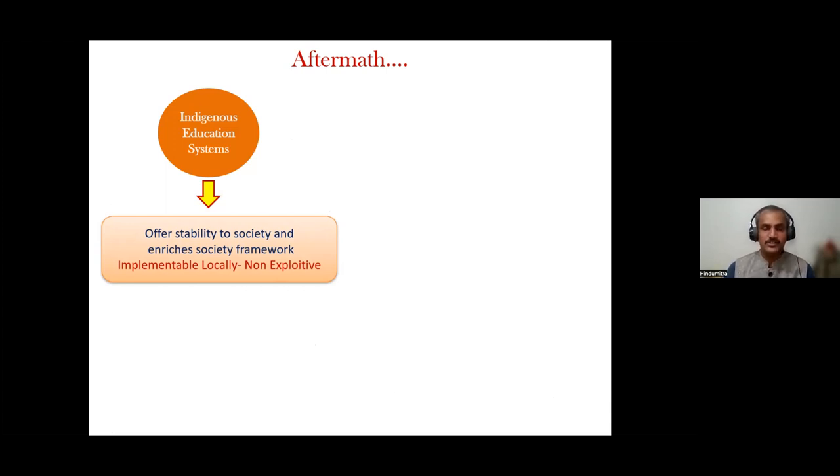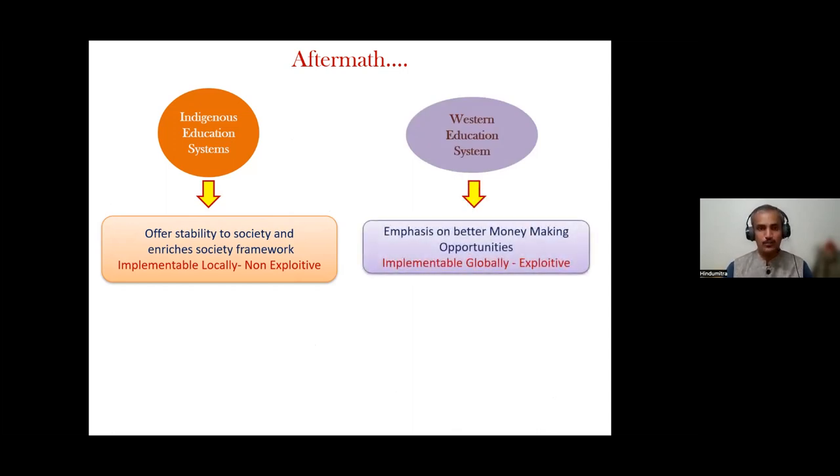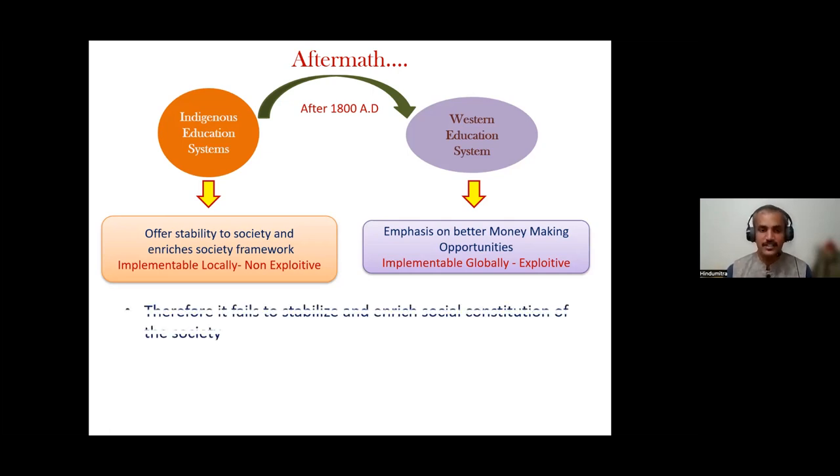The indigenous education systems across the world are very local and non-exploitative, and the native education system always concerns itself with its own growth. It wants to support everyone in that particular culture. But the Western education system believes in opportunity, giving skills, and making them a part of a money-making opportunity or a part of industrialization. So this transition happened after the Industrial Revolution, that is in the 18th century.